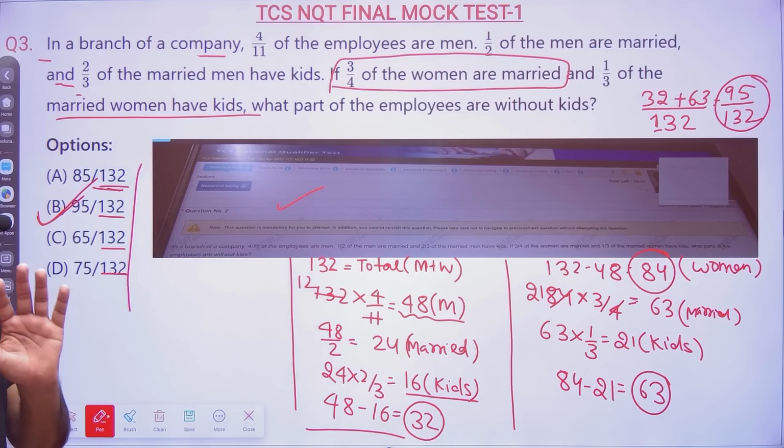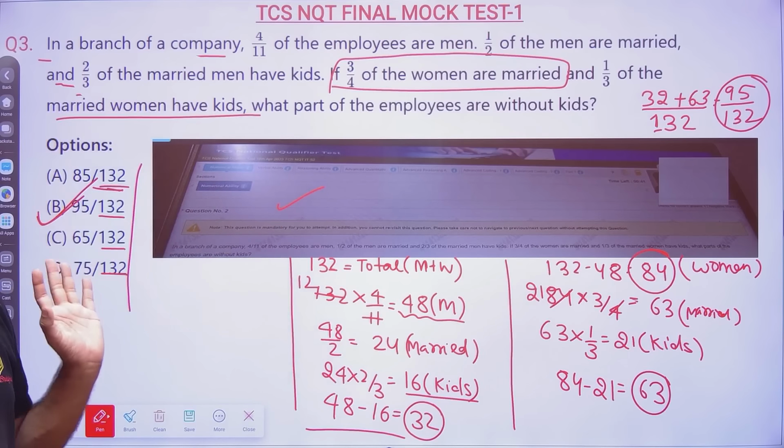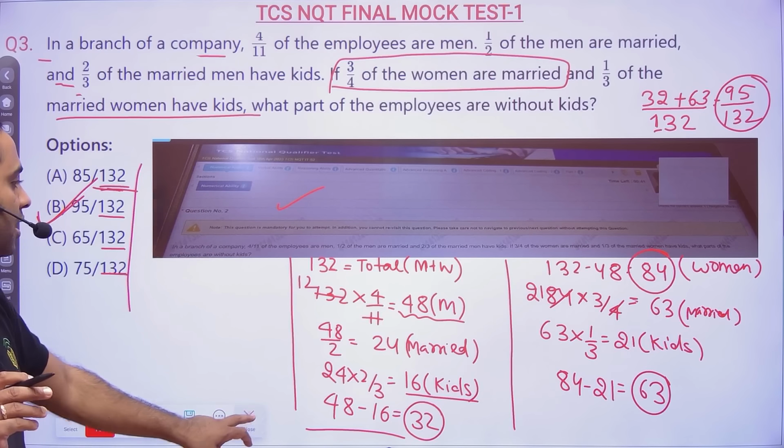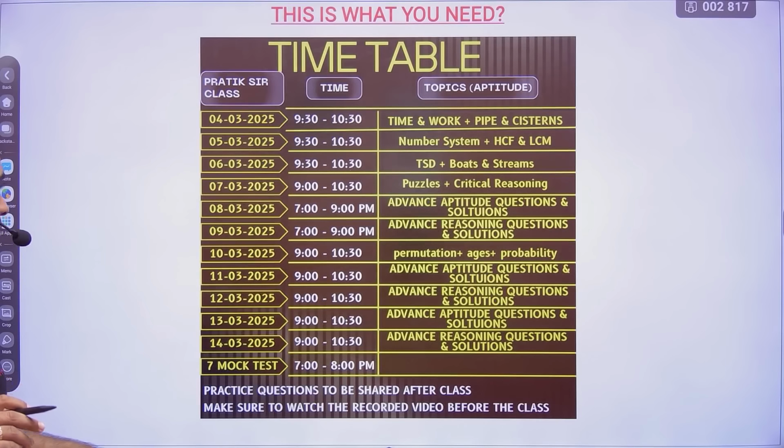This problem was not a simple problem if you would have taken the normal approach, but by looking at the options, we were able to find out what can be done in this particular problem.